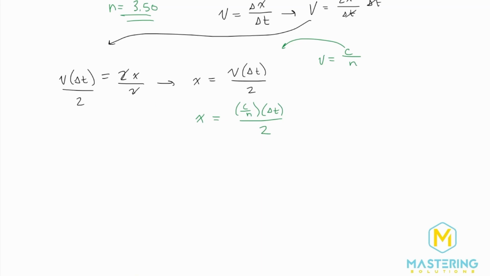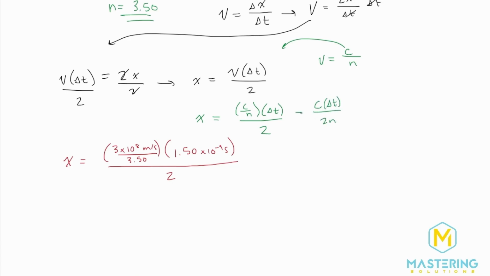If we plug in our information, we have x is equal to c, which is 3 times 10 to the 8th meters per second, divided by n, which is 3.50. Remember, index of refraction doesn't have any units. We multiply that by the change in time, which we said was 1.5 nanoseconds. All of that gets divided by 2. Some of you might get confused by this. You can also write it another way, c times delta t divided by 2n. These are equivalent.